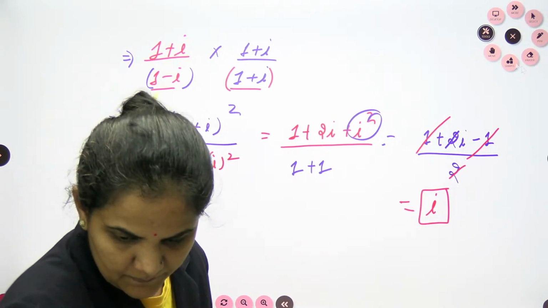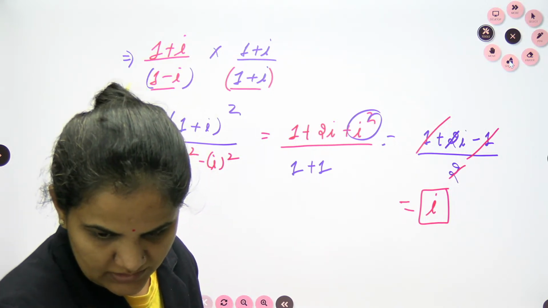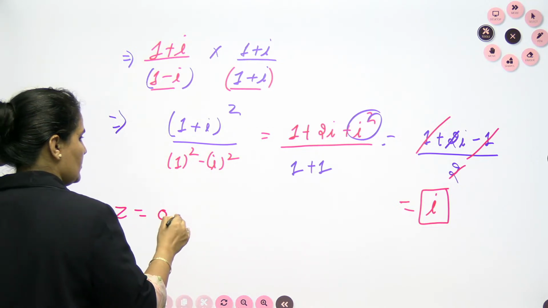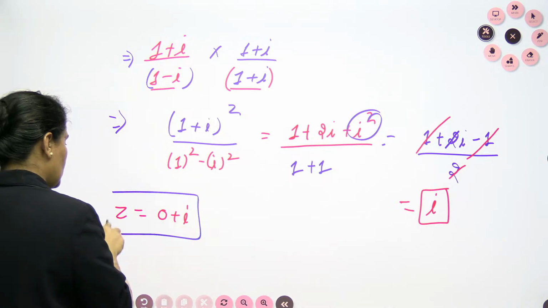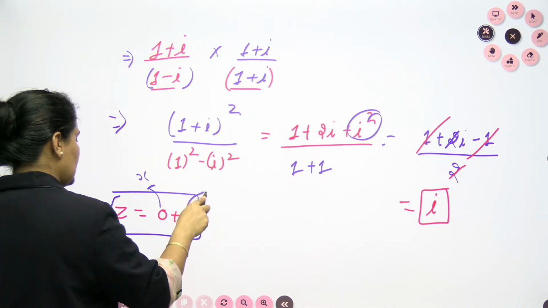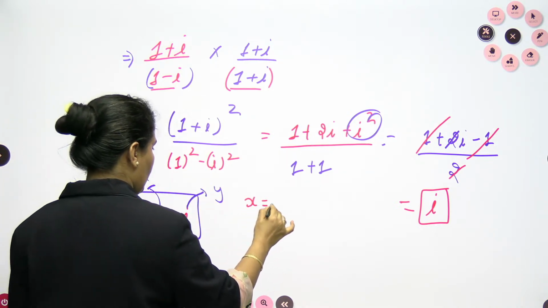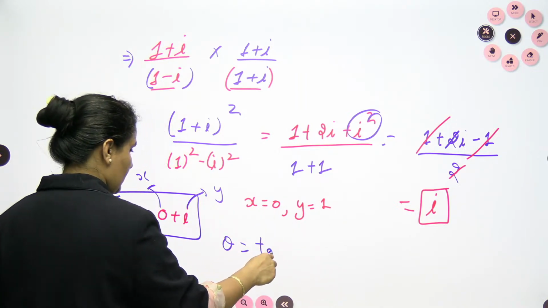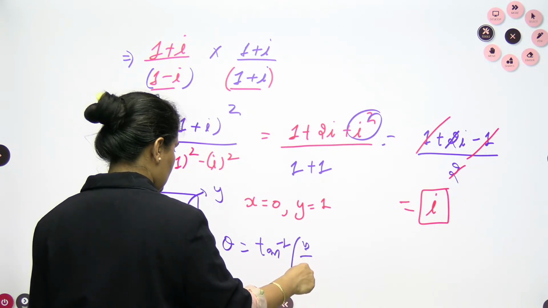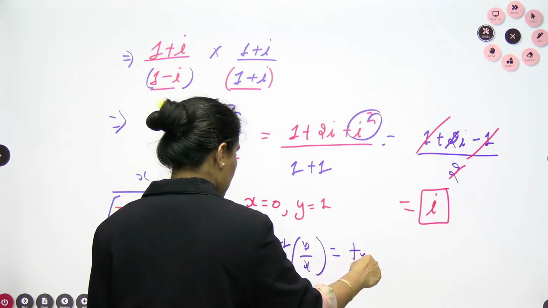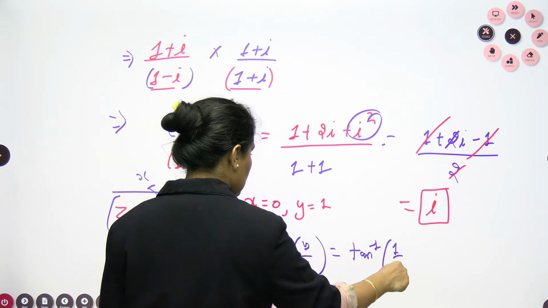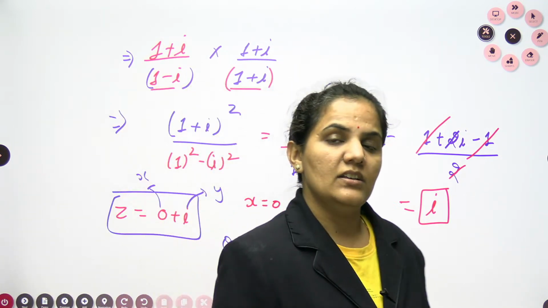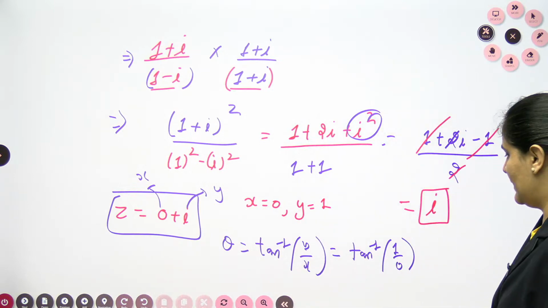So when my function is iota, what is the result? I need to write down here my function, which is z equals 0 plus iota form. So from here, this is my x and this is my y. I can write down x is 0, y is 1. So what is my theta? My theta will be tan inverse y by x. So it will be tan inverse 1 by 0, which means infinity. For tan, infinity is nothing but pi by 2.